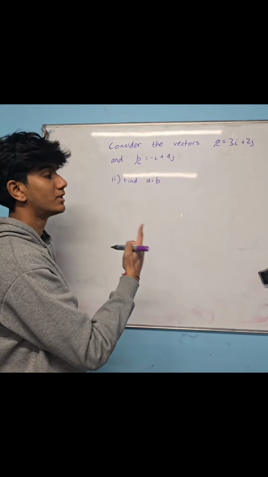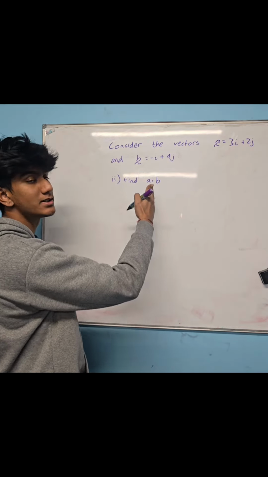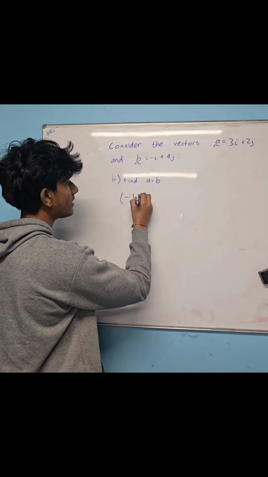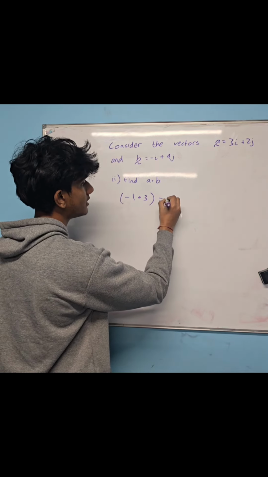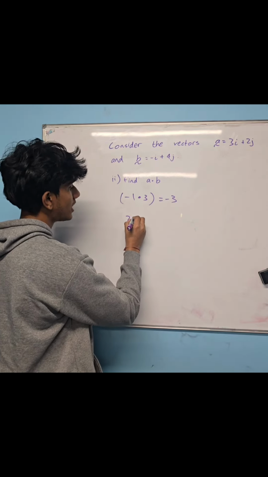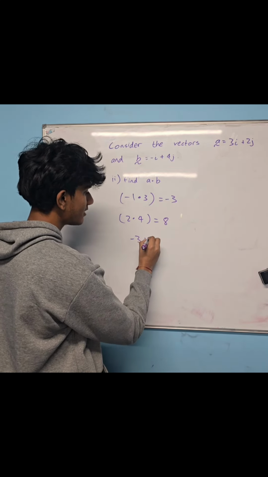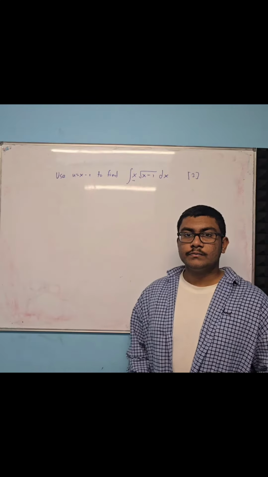To find the dot product of two vectors, we multiply the i components and the j components and add them together. So multiplying the i components, we get minus 3, and 2 times 4 for the j components gives me 8. So once I add these together, I'll get 5.